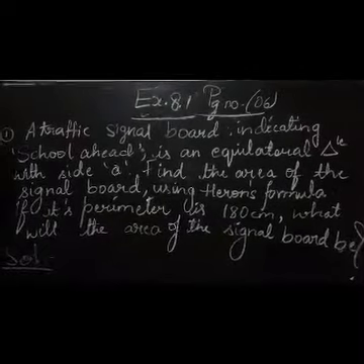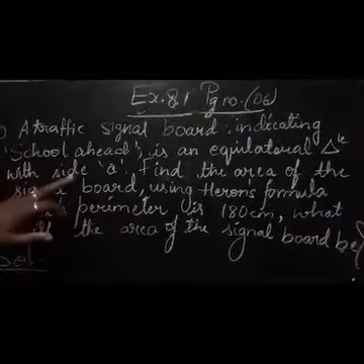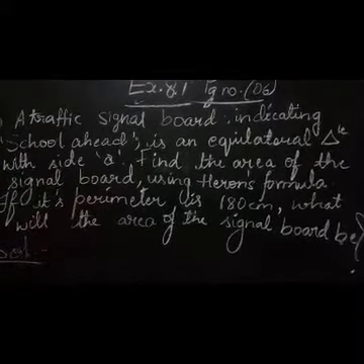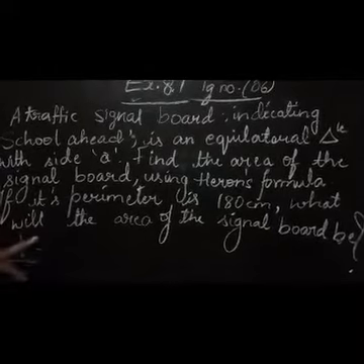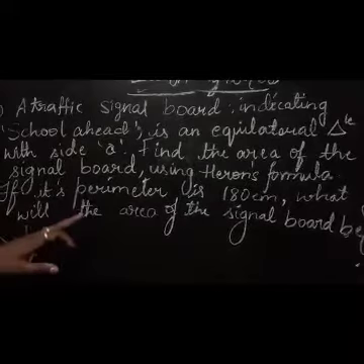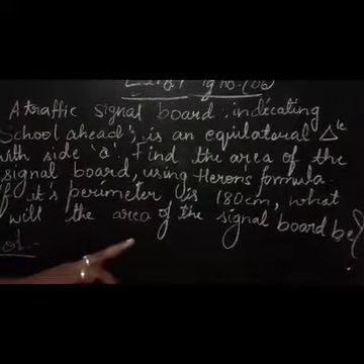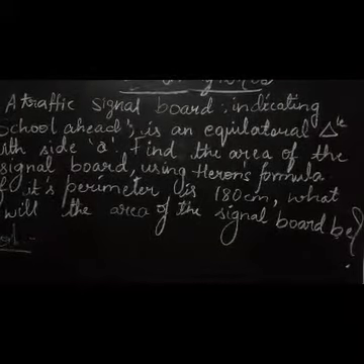First question: a traffic signal board indicating school ahead is an equilateral triangle with side a. Find the area of the signal board using Heron's formula. If its perimeter is 180 centimeter, what will be the area of the signal board?